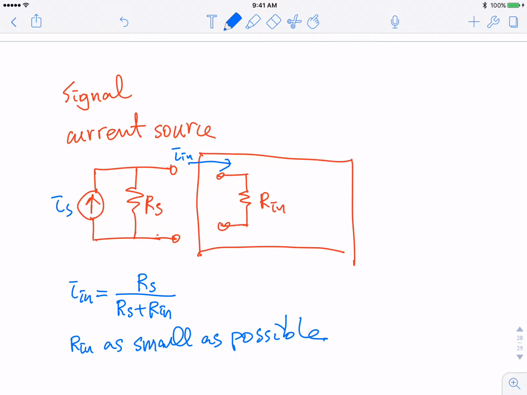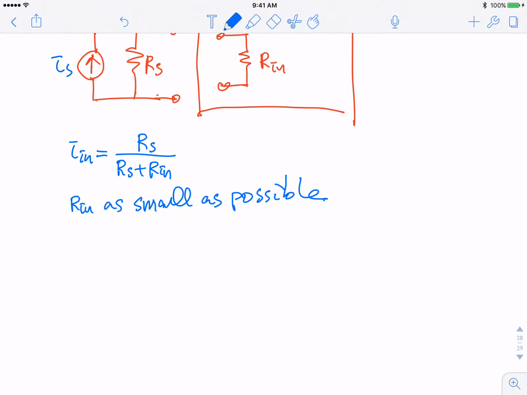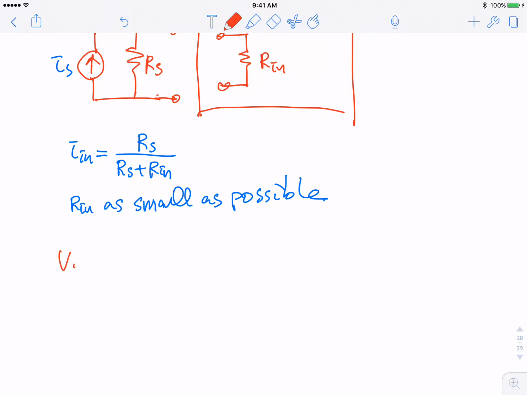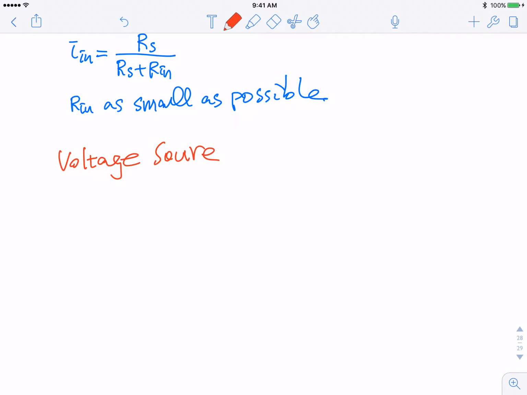So if your signal source is a current source like that, you would be considering using the common gate. Now, if your signal is voltage in nature, so if you have a voltage source, then we represent it by something like this. The Thevenin equivalent circuit is better to use to describe a source.